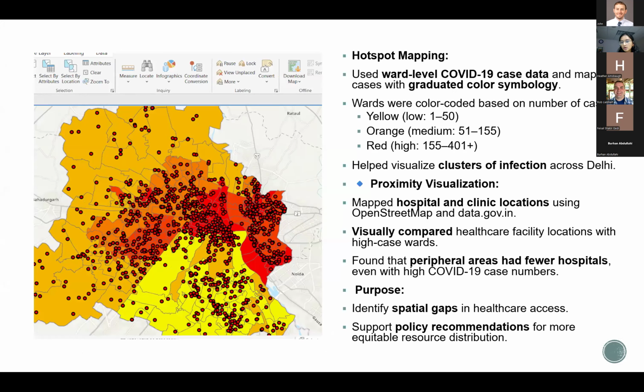So here the wards are colored based on case counts: low were 1 to 50, medium were 50 to 115, and high were 115 to 401. So this helps me visualize the clusters of infections across Delhi. And as I told you, the purpose is to identify the spatial gaps in healthcare and also support the policy recommendations for more equitable resource distribution.